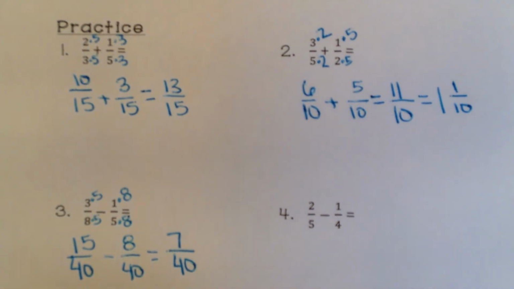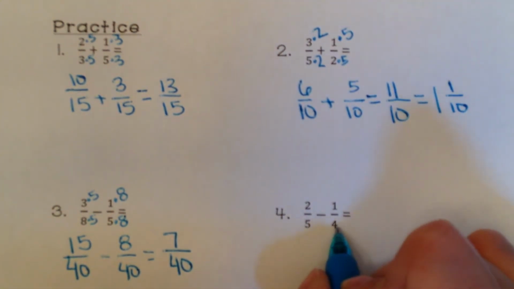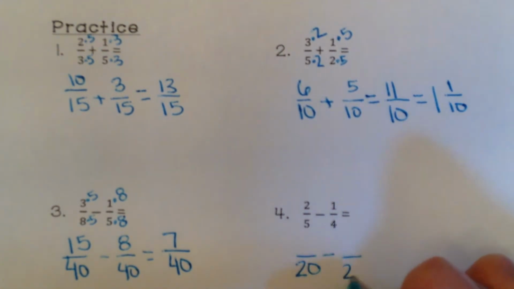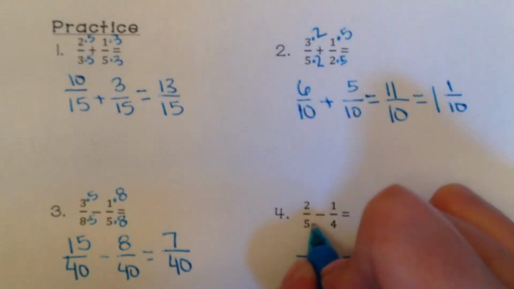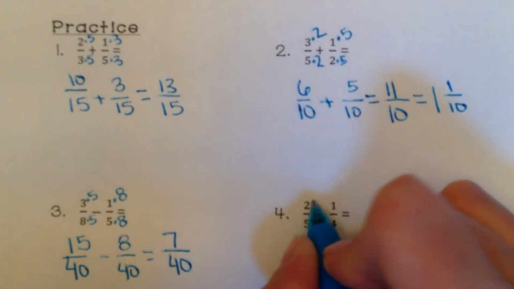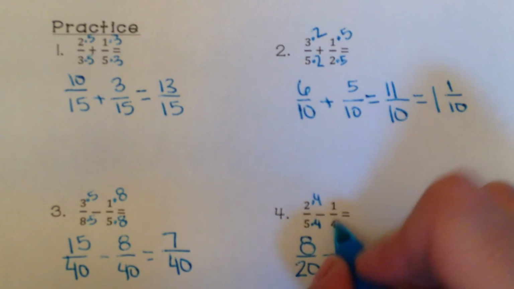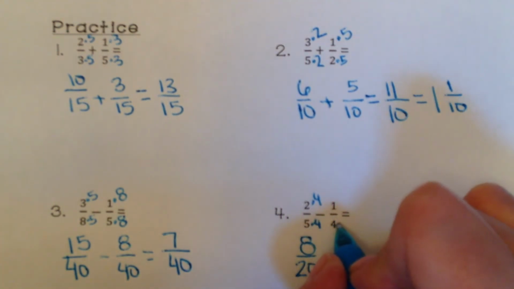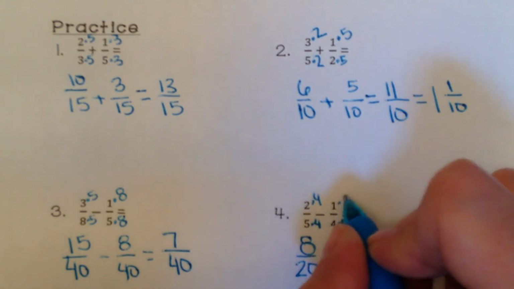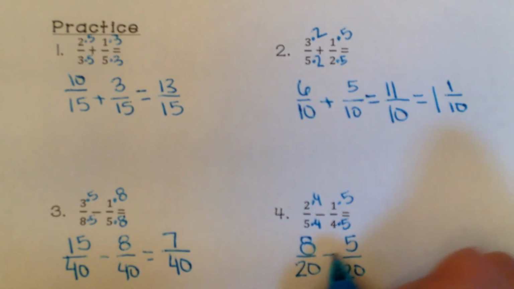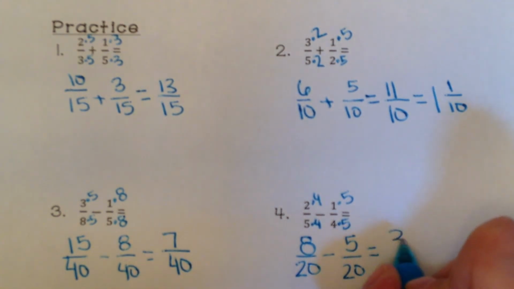Okay, number 4. Common denominator is 20. Okay, to get 20 from 5, I multiply it by 4. Meaning I multiply the numerator by 4. 2 times 4 is 8. Okay, to get the denominator to be 20 over here, I have to multiply 4 times 5, meaning I also multiply the numerator times 5. Subtract. 8 minus 5 leaves me with 3 over the common denominator of 20.